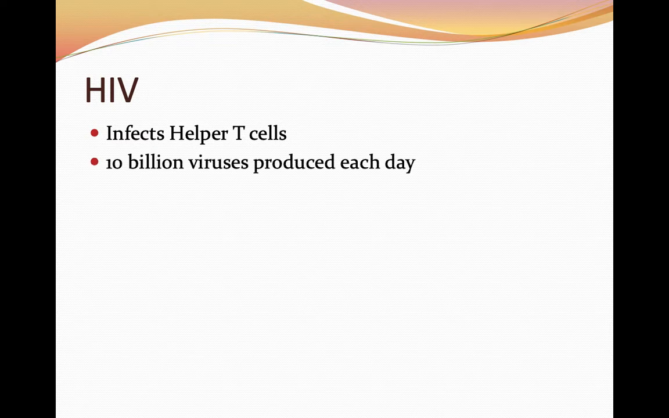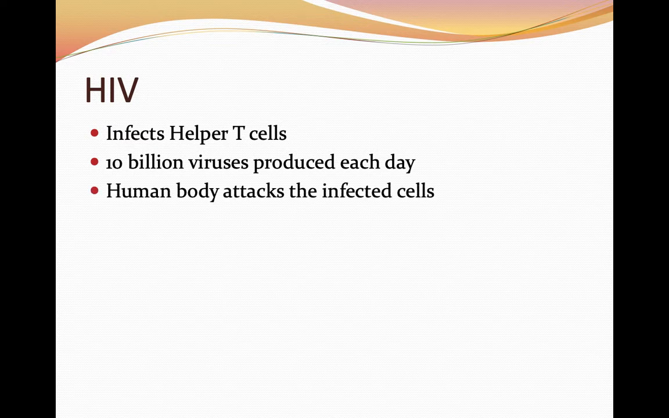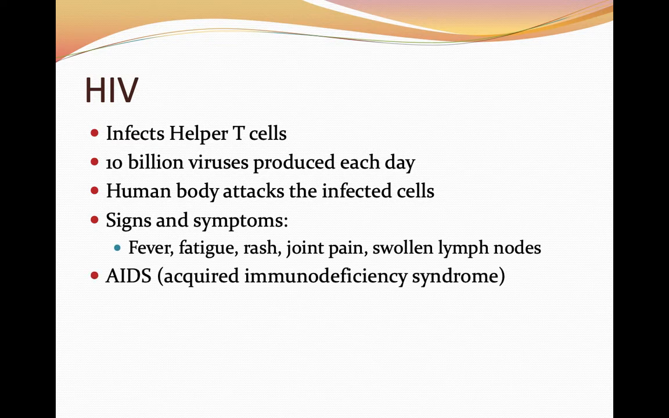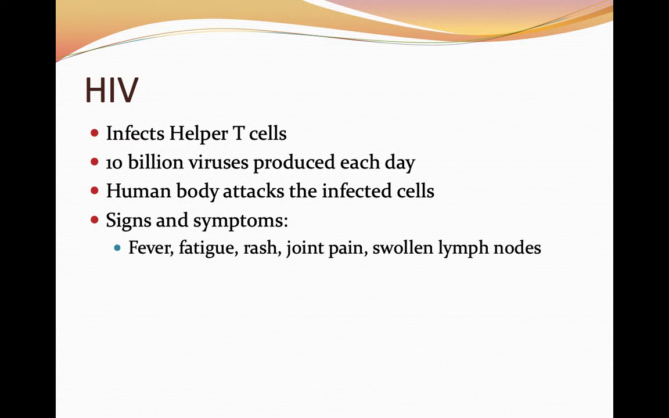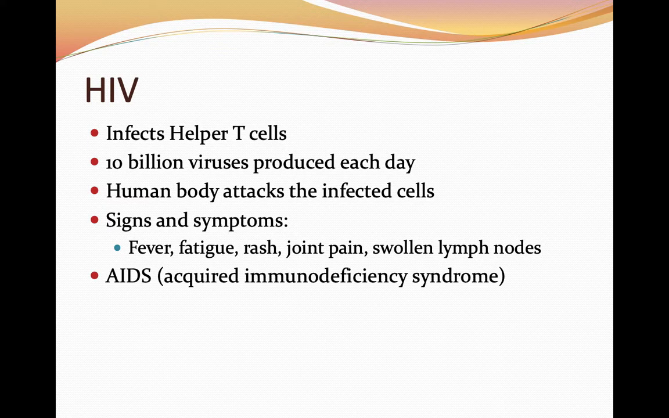When people get infected with HIV, they can make up to 10 billion viruses per day. The human body will attack the infected cells, but over time, you'll stop being able to make cytotoxic T cells. As far as signs and symptoms go, there's the list. It's very typical of other viral diseases you get. The problem is HIV infections will eventually lead to AIDS, acquired immunodeficiency syndrome, which basically means because you can't create that T cell army, you start to lose your immune system and other diseases can come in.